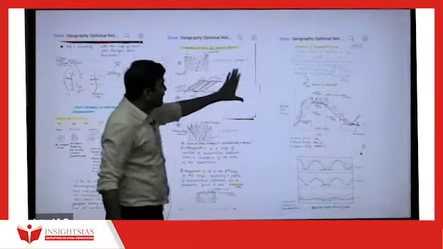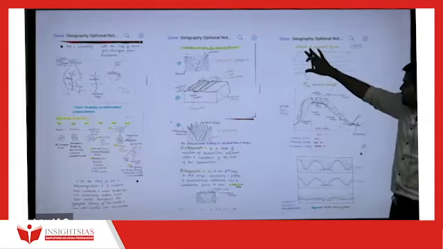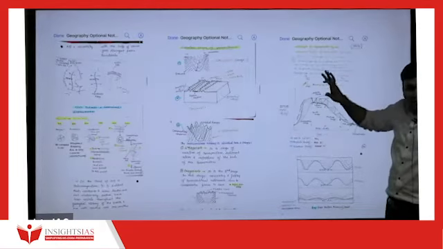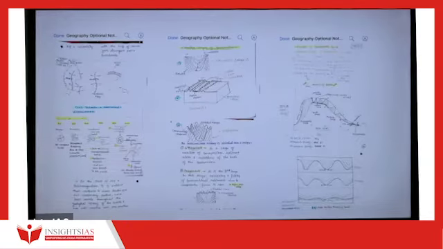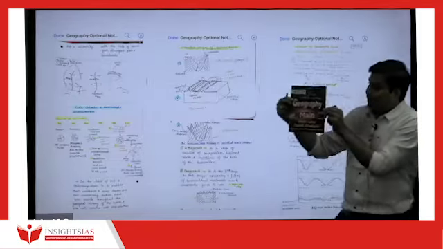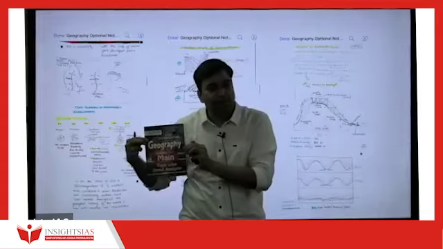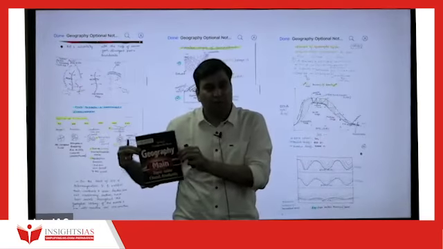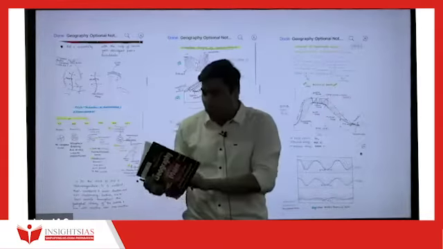Before starting any topic, for example, here it is written. For example, geomorphic cycle, there is one thing called the base for us: the geography optional question bank. ये किसका क्वेश्चन बैंक है? यूपीएससी का. About what? Geography optional. From when? 1986 to 2000.